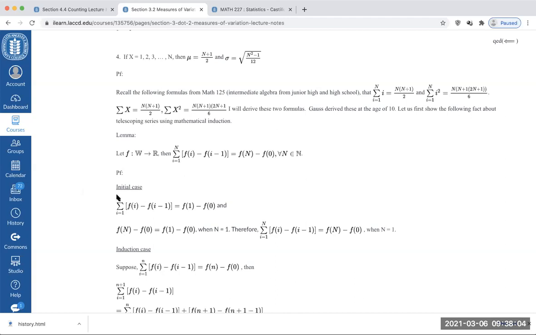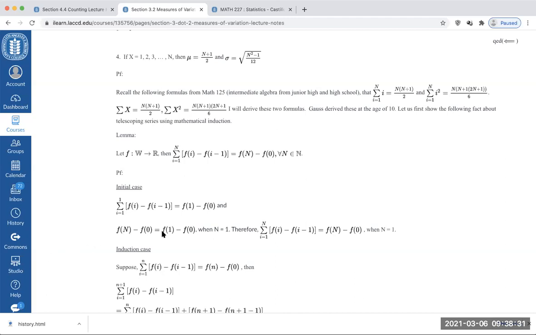So let's show the initial case. Show the case that this is true when I replace n by 1. The sum from i equals 1 to 1 of f sub i minus f sub i minus 1 is, well, let's plug in 1. So this is f at 1 minus f of 0.